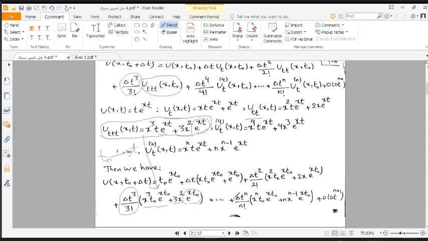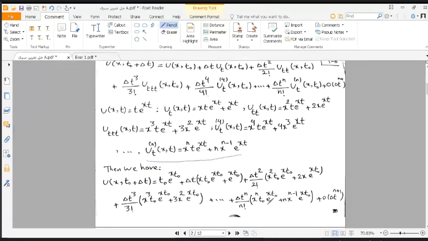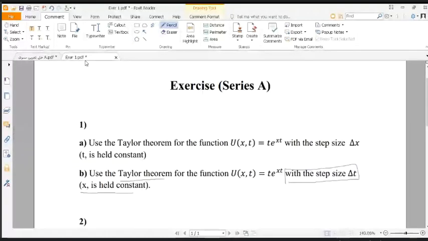and we should have the nth derivative of u with respect to t, or Xn T e power XT plus nX power n minus 1 e power XT. We should write these terms, and we should put the T0 instead of T. And the last term is the truncation error, and we have O of delta T power n plus 1. And it is the solution of question 1, part B.